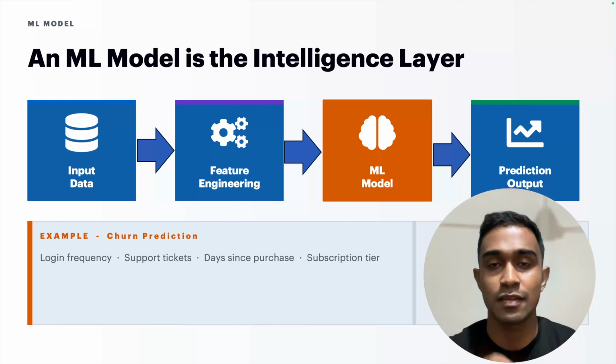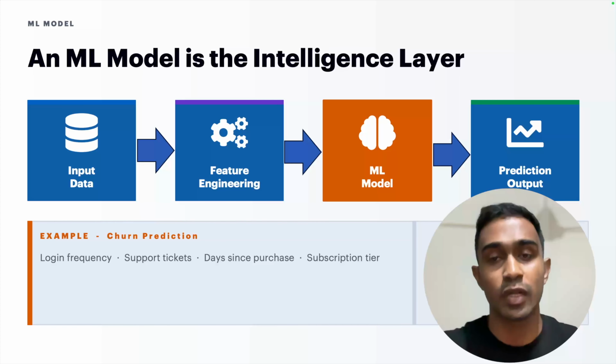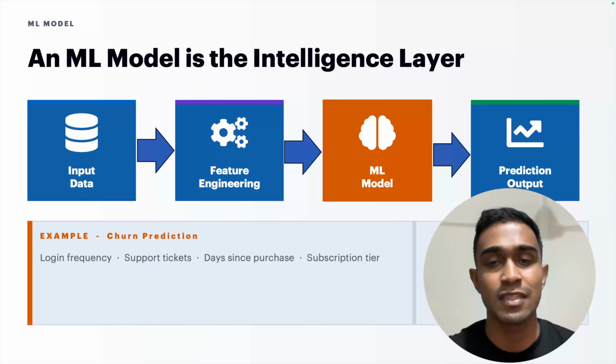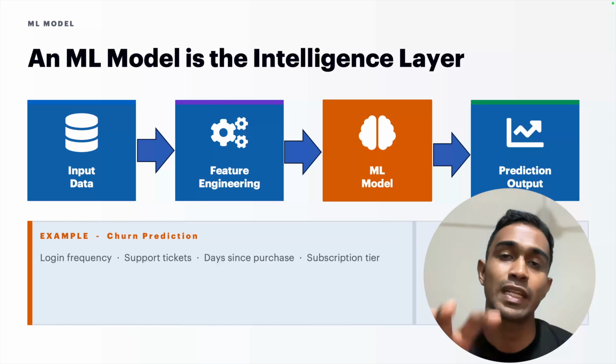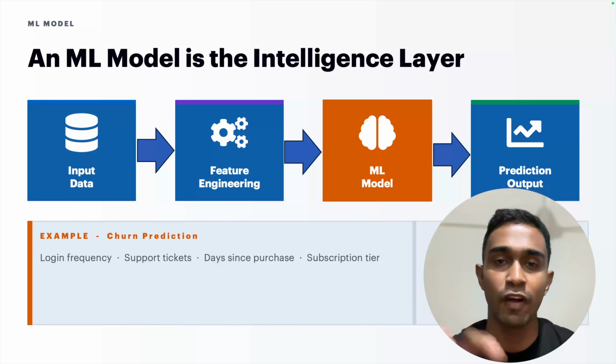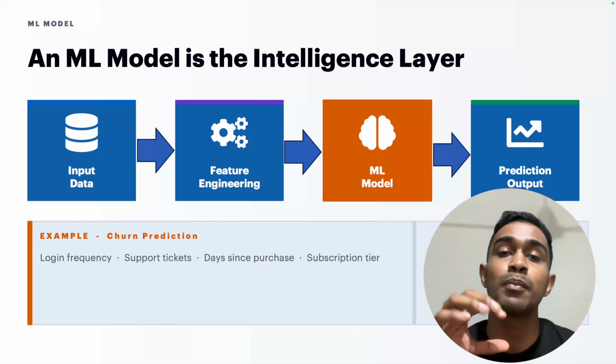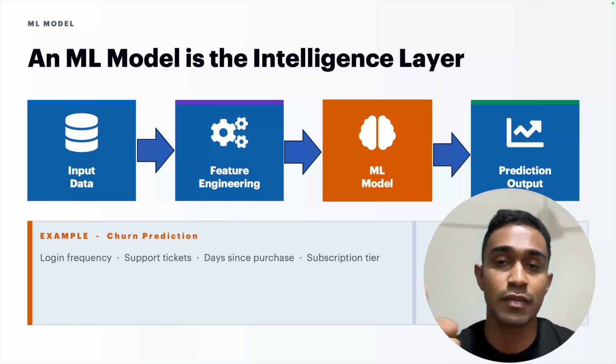The process goes like this. First, you collect data, then you create features from that data. Features are just the specific pieces of information you want the model to learn from. After that, you train the model, which means you let it study historical examples so it can find patterns. Finally, you evaluate how well it performs using metrics like accuracy, precision, recall, or AUC. These are the standard ways to measure how good a model's predictions are.